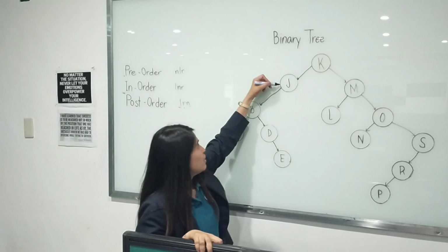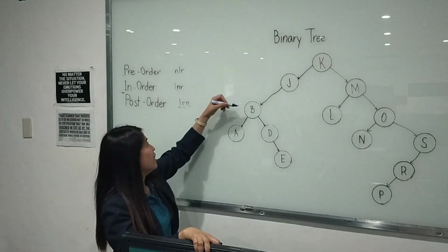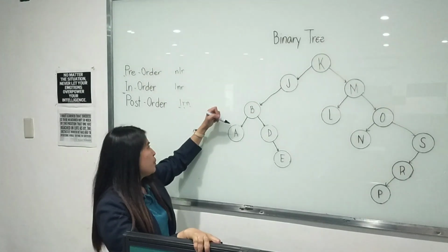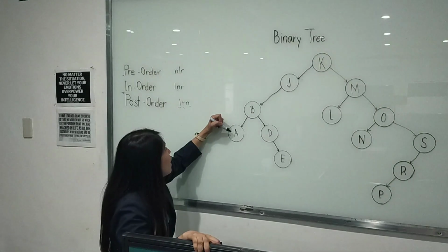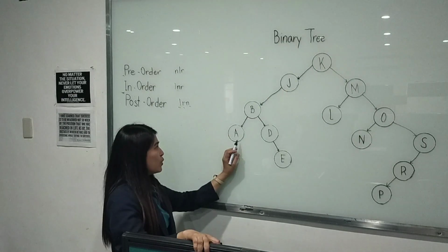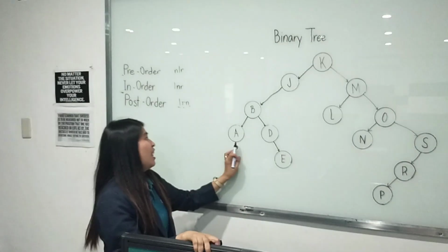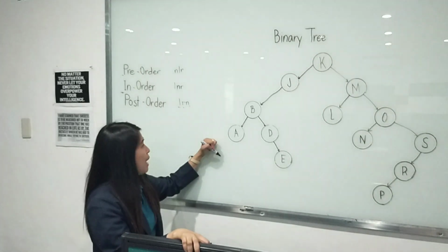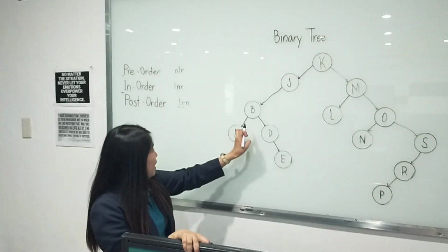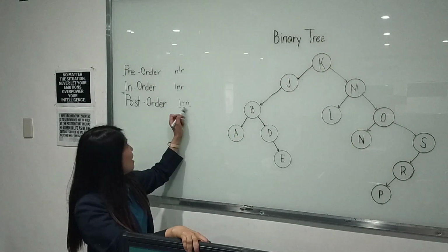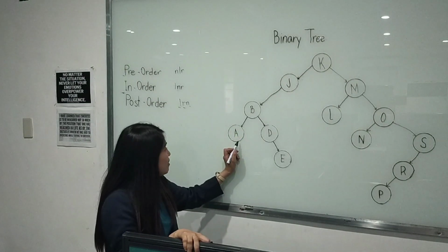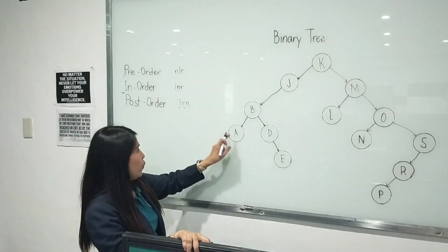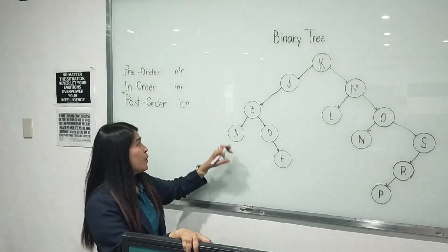So we will go down to the J, and then we will visit again the left subtree of the J. So we will go down to the B, and then we will visit again the left subtree of the B. So we go down here to the A, and then left again. So there's nothing here, so we will go back to the A, and then we will visit the right subtree. So the right subtree of A, since we hit the base case, we will go back to A. So this time, we are going to print the A.